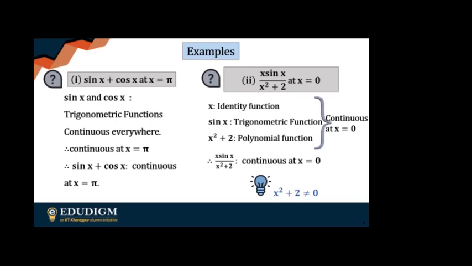So if you individually examine the nature of the functions, you will see how we can apply the algebra of functions to construct some continuous functions. Fair enough? All right.